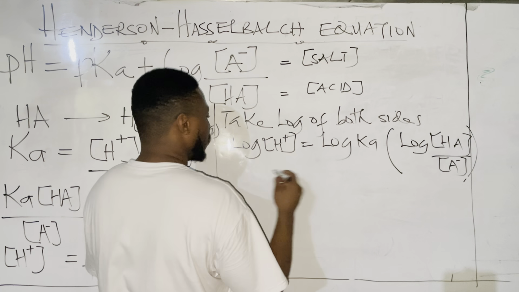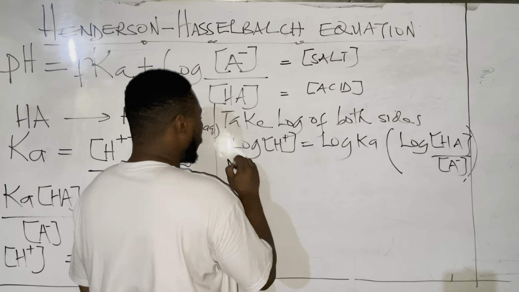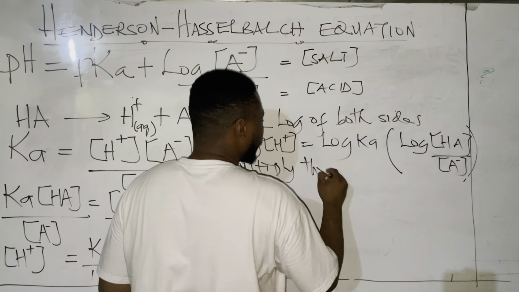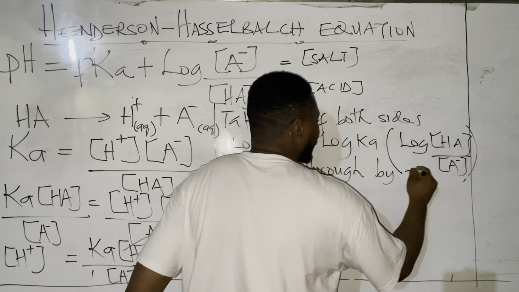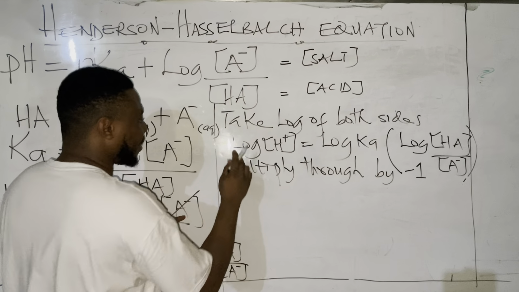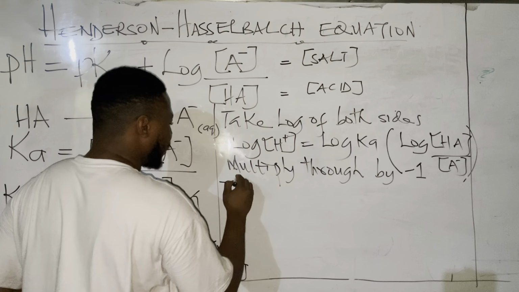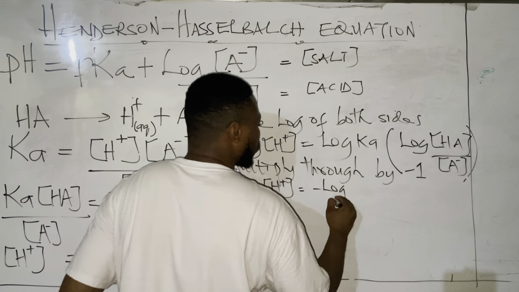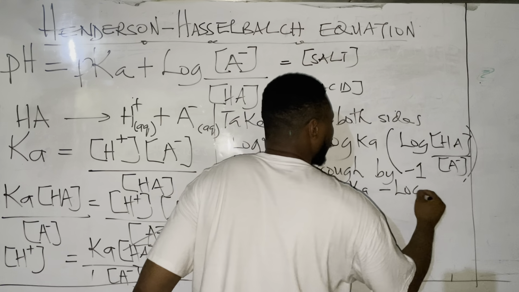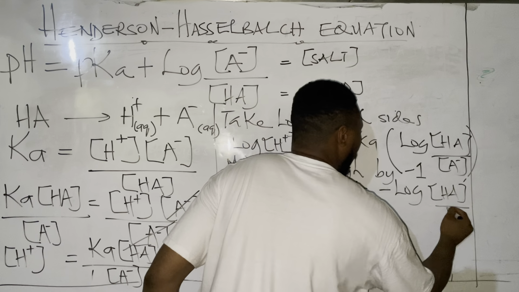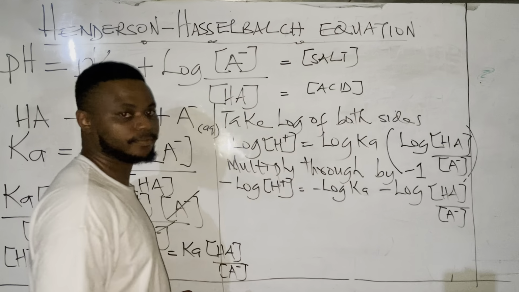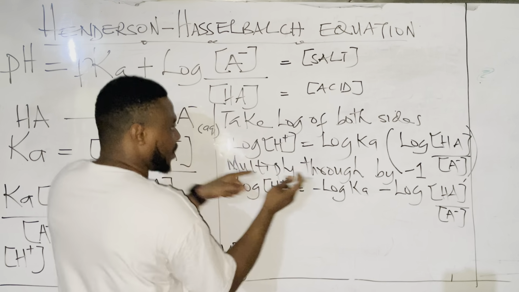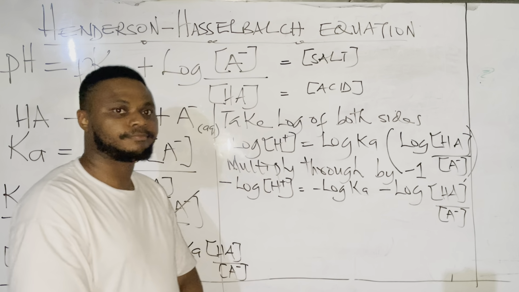Then after this, the next thing you do is to multiply through by minus 1. So when you multiply through by minus 1, it means you introduce minus here. So now this will be minus log of H plus equals minus log Ka, then minus log HA all over A minus. Are you seeing what I did? I multiplied through by minus 1. I introduced minus here, minus here, minus here.